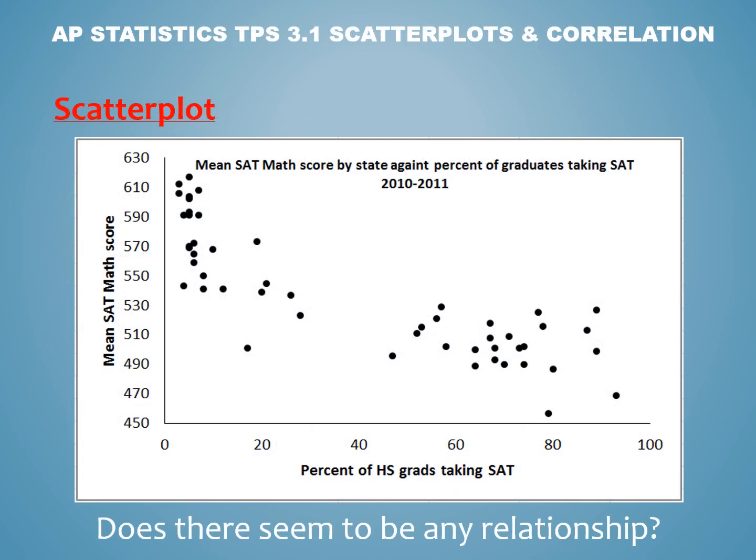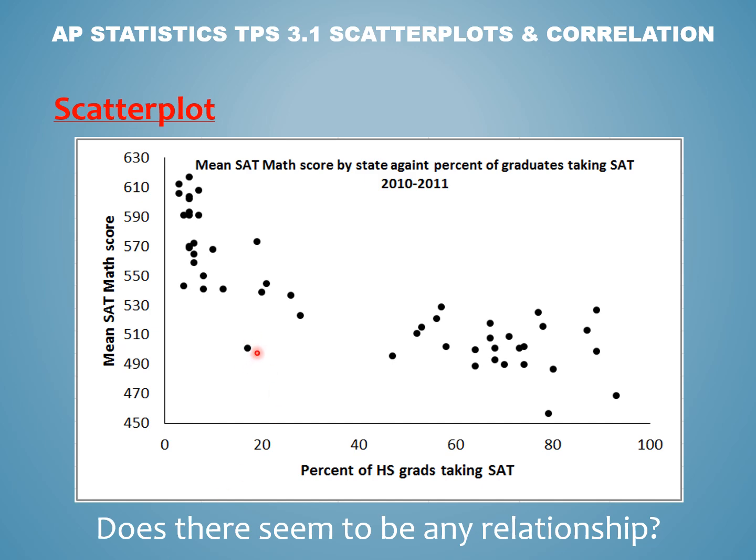All right, here we have some data. It is the mean math score by state. So there are 50 data points here. Each point represents one of the states here in the United States, and each point represents two different variables. The x-axis is the percent of graduating high school students in that state who sat for the SAT that year. And then the vertical axis, the response variable, will be the mean SAT math score for the entire state.